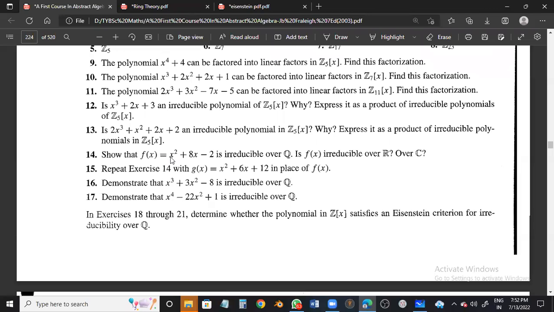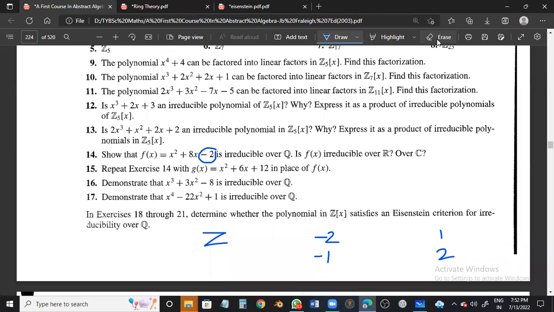So we are dealing with x square plus 8x minus 2. So what do you think? What will be the factorization? Here we are not in Zn kind of thing. We are directly in Q. So if we are in Q, we need to think of Z as we have already done. So we will think of factors in Z. What are the factors of -2? Factors of -2 are -2, -1, 1 and 2 only.